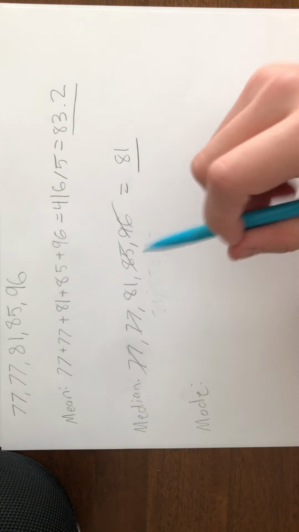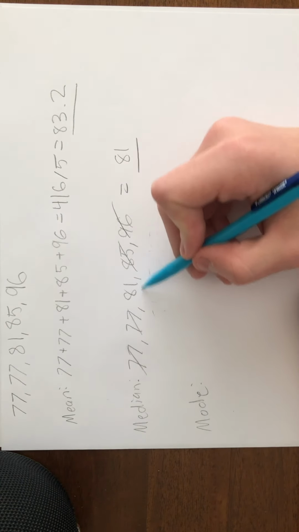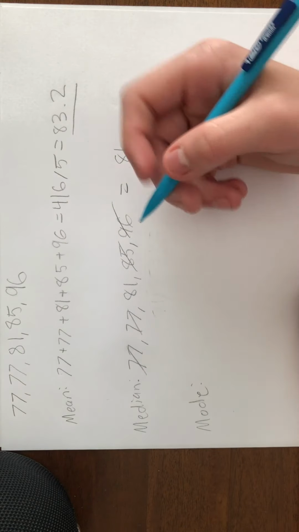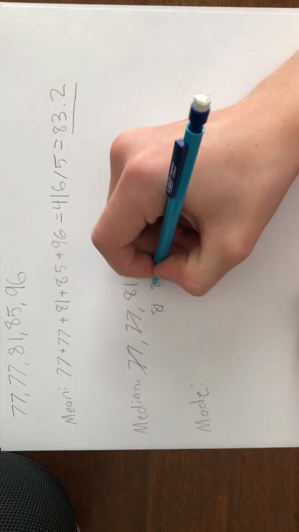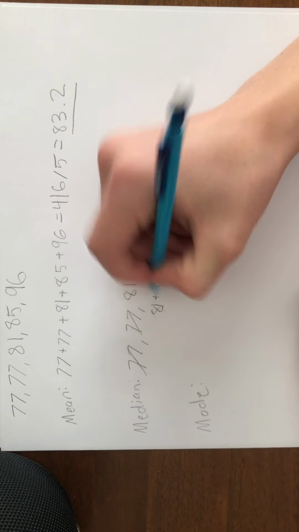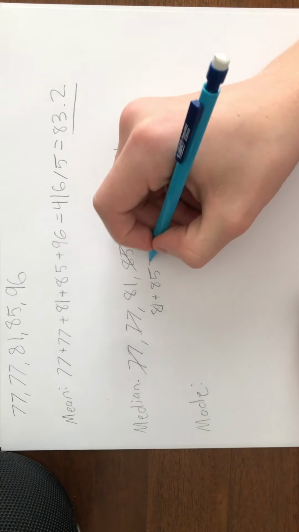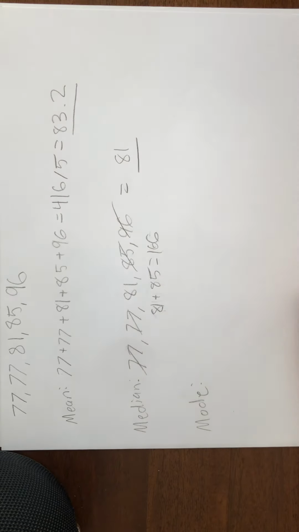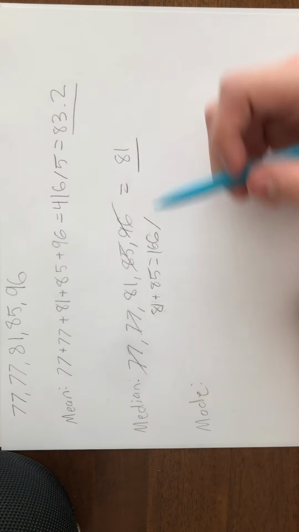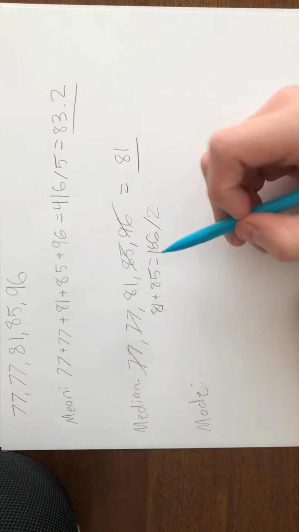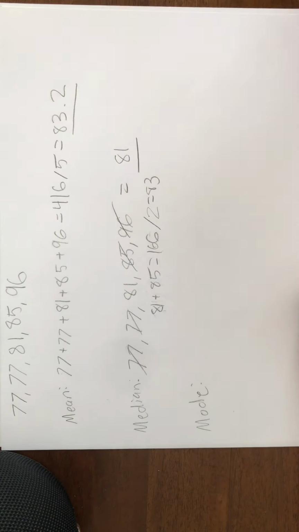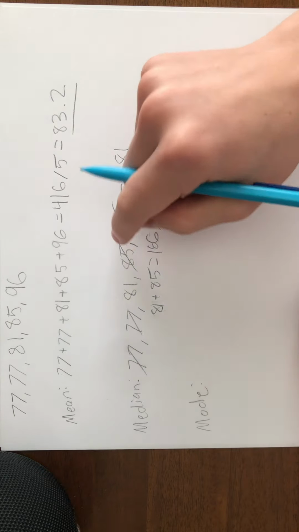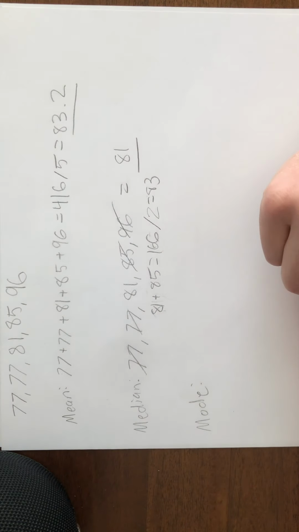But let's say that we had 2 numbers instead of just the single number that is left in the middle. Say that we had 81 left and 85 left. We would add these 2 numbers up together, which would be 166, and then we would divide it by 2 to find the average because there's 2 numbers, and that would equal 83. So if you have 2 numbers in the middle that are left over, you find the average of those 2 numbers.